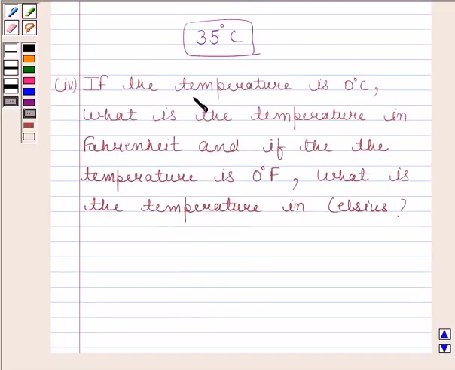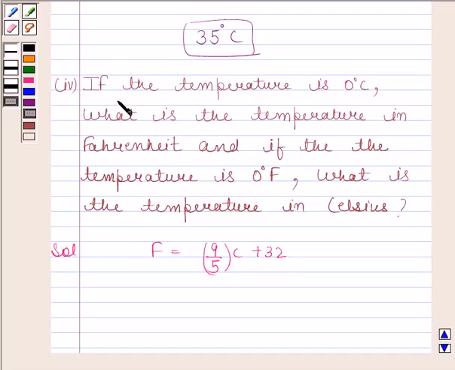Fourth part is, if the temperature is 0 degrees Celsius, what is the temperature in Fahrenheit? And if the temperature is 0 degrees Fahrenheit, what is the temperature in Celsius? Let's now begin with the solution. In the question, we are given a linear equation. F is equal to 9 by 5 into C plus 32, that converts Fahrenheit to Celsius.